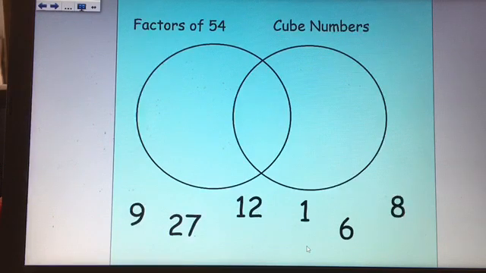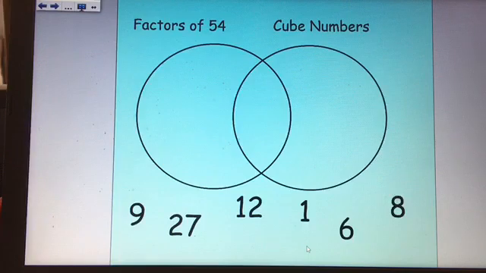Factors of 54. So factors are numbers that go into another number, so numbers that fit into 54. And cube numbers on the right hand side. Cube numbers are numbers that if you multiply a number by itself twice, they get to that number. So for example, 4 times 4 times 4 would equal a cube number. If you're not too sure of your cube numbers, you might want to just jot them down now quickly so you're aware. Let's have a look at the first one then.